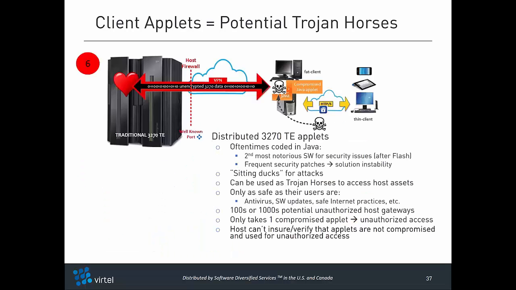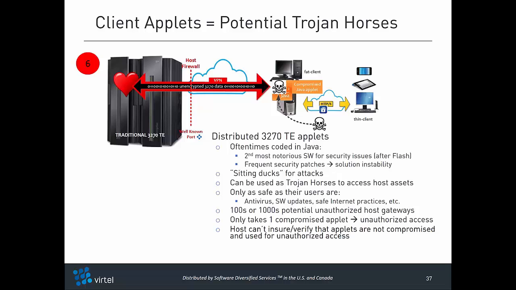The sixth and probably the most dangerous security exposure of traditional terminal emulators is their reliance on distributed Java applets. Those standalone programs and the Java machines in which they run are sitting ducks for web attacks. They can be used as Trojan horses to gain access to host assets. Java, as I already said, is the second most notorious software when it comes to security issues, right after Flash. Java must be frequently updated with security patches to fend off potential attacks, and if you skip a Java update, you are exposed to web attacks.